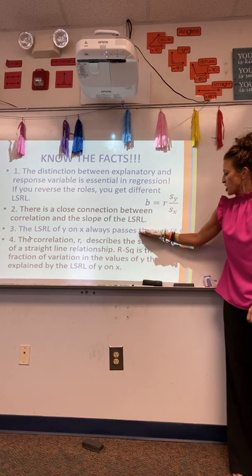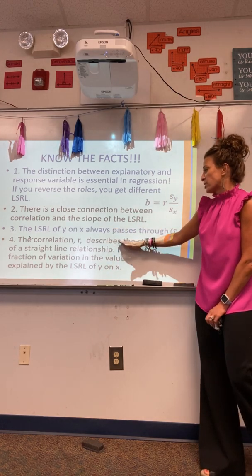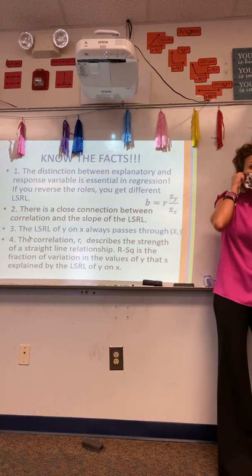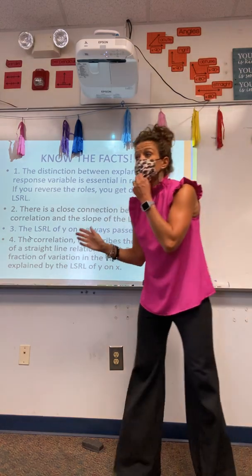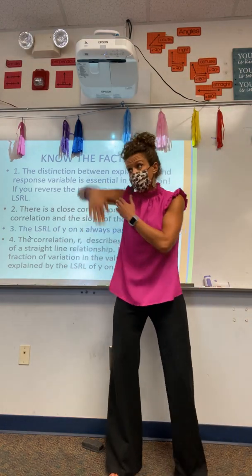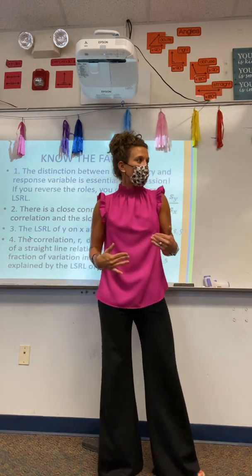Your least squares regression line always passes through x-bar, y-bar. Correlation describes the strength of a straight line and not of a curved line. Your calculator will give you an R and R-squared even if it's a crappy R and R-squared that doesn't really fit if you have a curve in your line. Okay? All right. I think I'm about done.